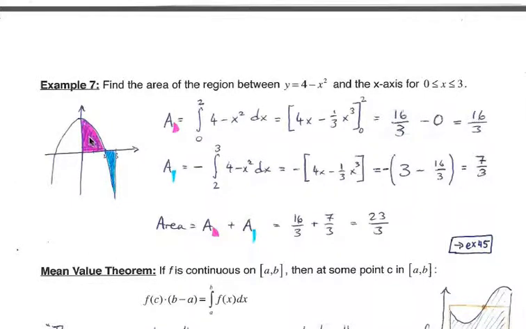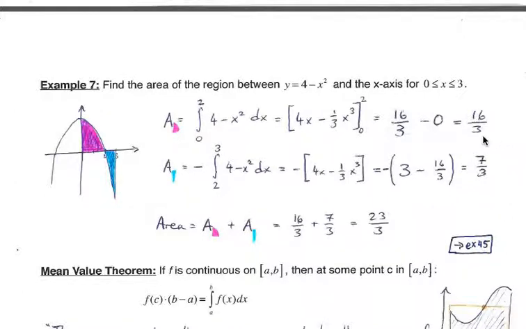So what's the area in pink here, purple? It's the integral from 0 to 2, because 2 is the x-intercept, of the function. Here's the integral of the function, 4x minus 1 over 3 x cubed. I plug in 2, so it becomes 4 times 2 minus 1/3 times 2 cubed. And I subtract what I get when I plug in x equals 0, which obviously yields 0. So the purple area is 16 over 3.